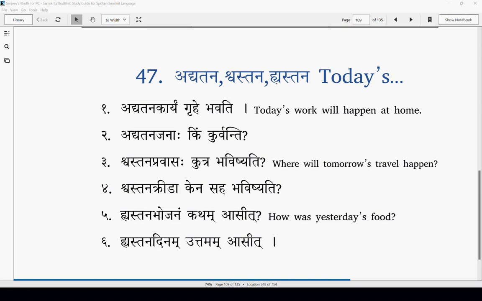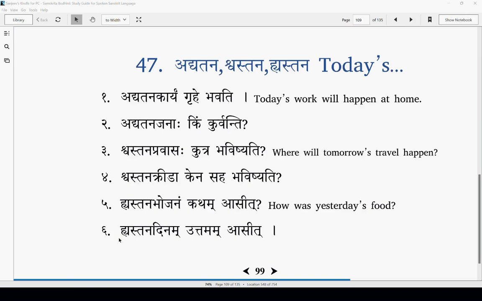Similarly, we have adyatana janaha, today's people. Kim kurvanti, what will they do? Now shvastana means tomorrow's. Pravasa means journey. Kutra bhavishyati, where will it happen? Shvastana krida, tomorrow's play. Kiyana saha bhavishyati. Hyastana bhojanam, yesterday's meals. And hyastana dinam, yesterday's day. Yesterday's day means what? Yesterday's overall activities, like how was your day, like that.